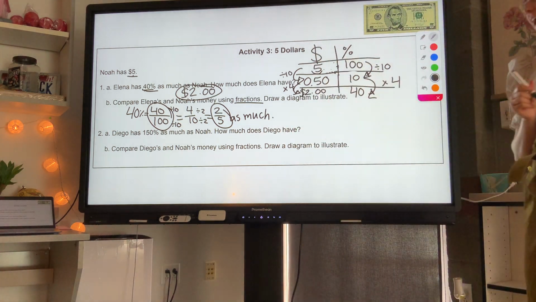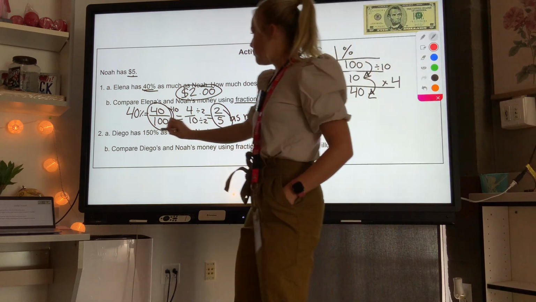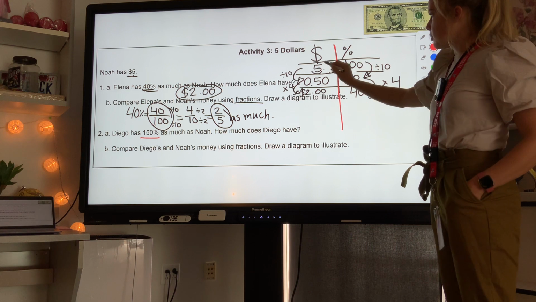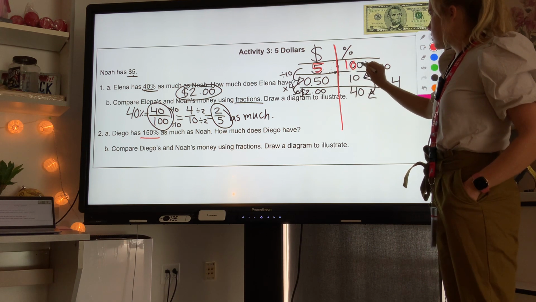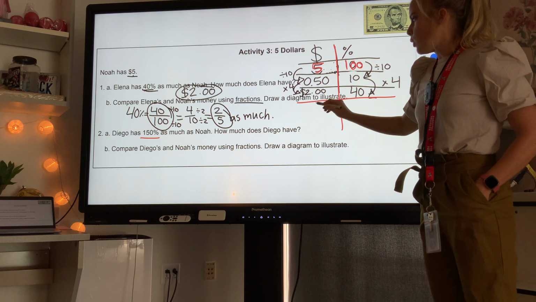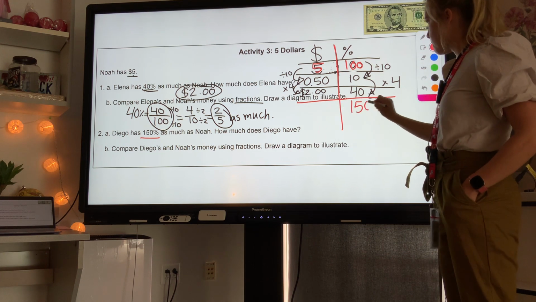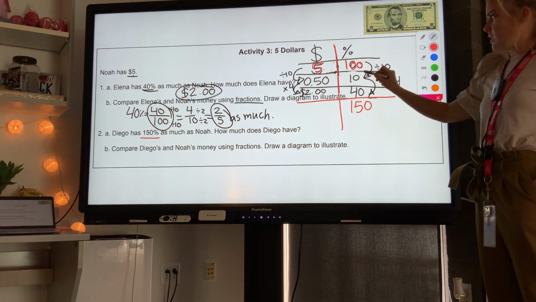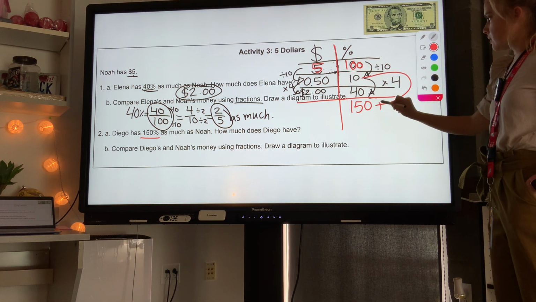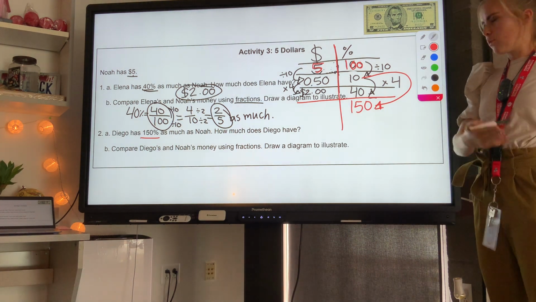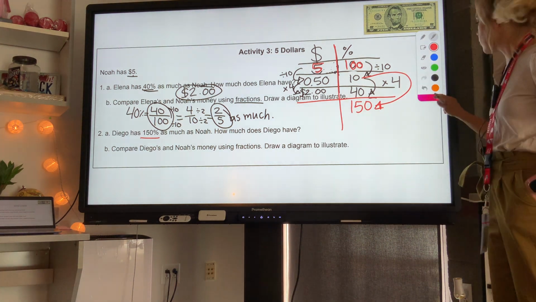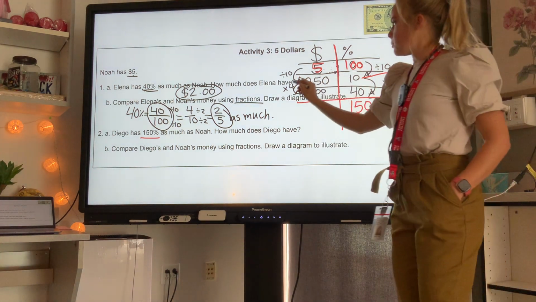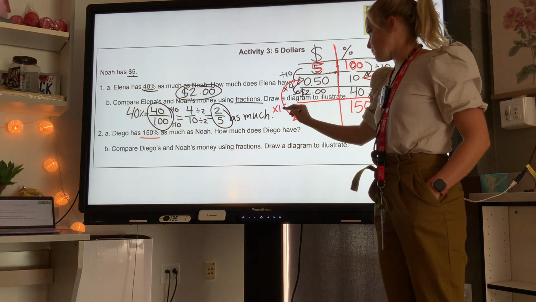Okay, question 2A. Diego has 150% as much as Noah. So again, I'm going to use this table. It's the same ratio of 5 to 100. And now I'm trying to see what is 150%. Okay, a couple ways to do this. I know I already have this one, which is 10%. So I'm going to use this one. How many 10s are in 150? 10 times what is 150? I know 10 times 15 is 150, so I'm going to multiply 50 cents by 15.